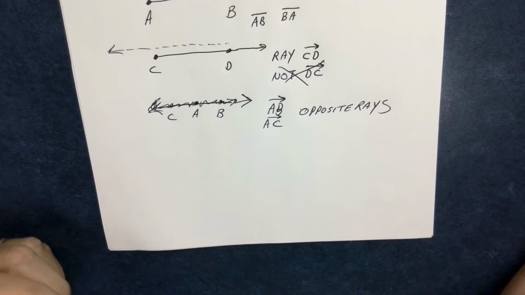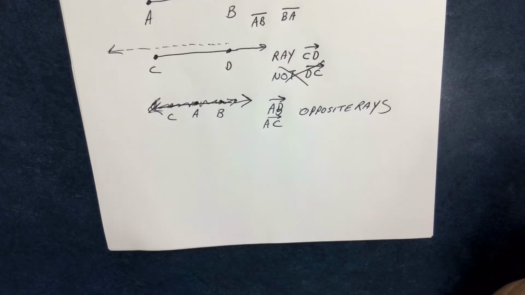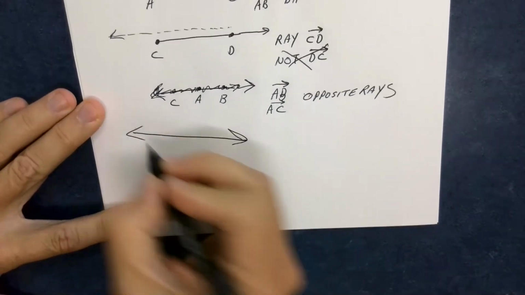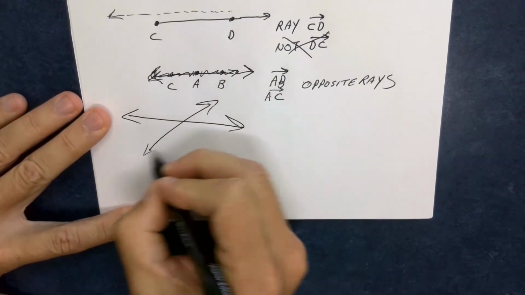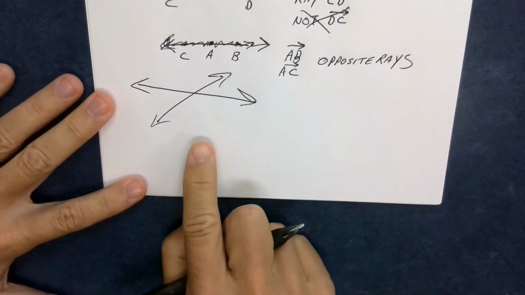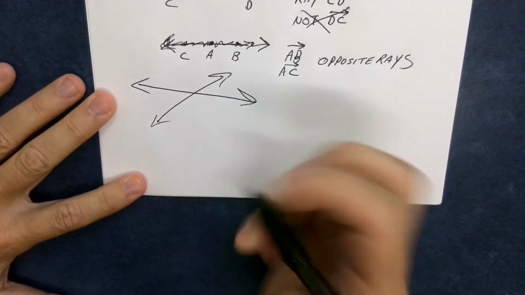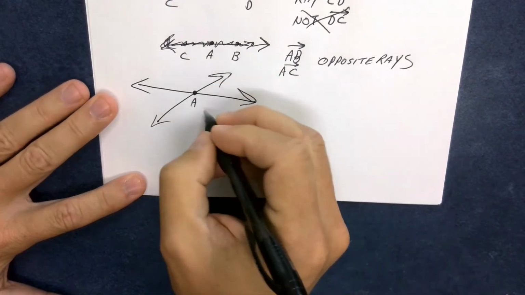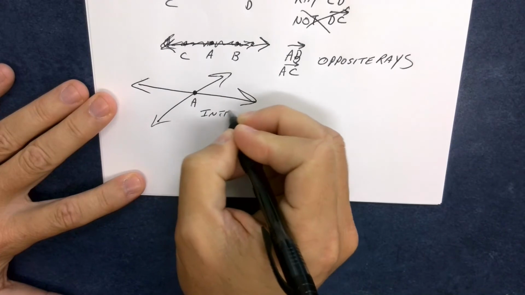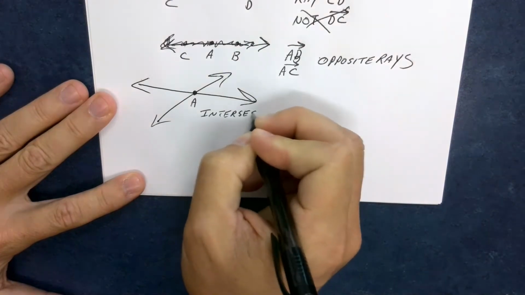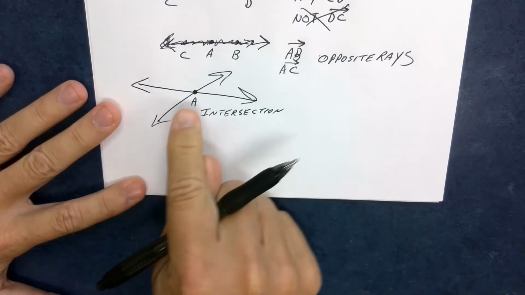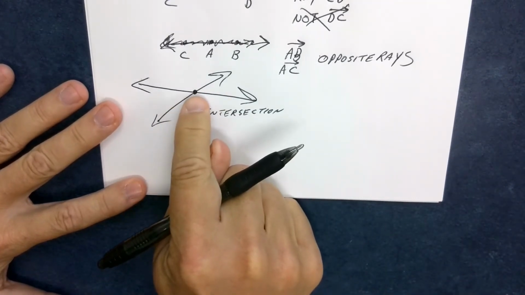So being able to name segments and rays and lines and planes and all that stuff is really important when we do that. So next thing, let's say that we have two lines here, two lines that kind of cross just like this. Well, we consider this point right here, A, an intersection point. So it's where two things touch. Intersection point. So the intersection of two lines happens to be a point.